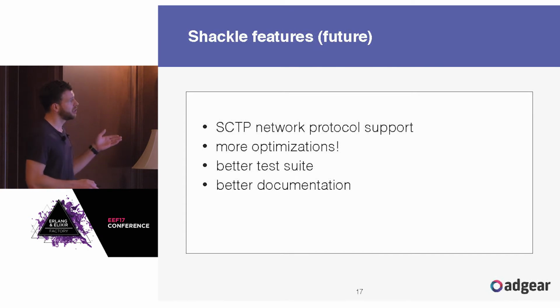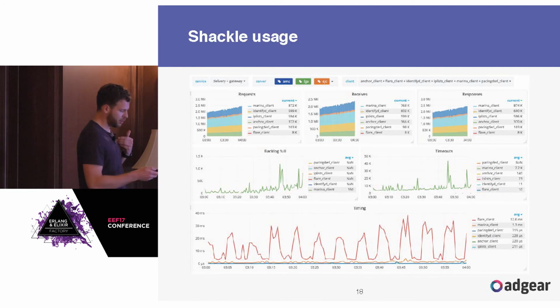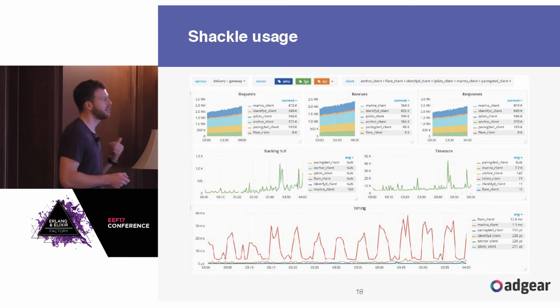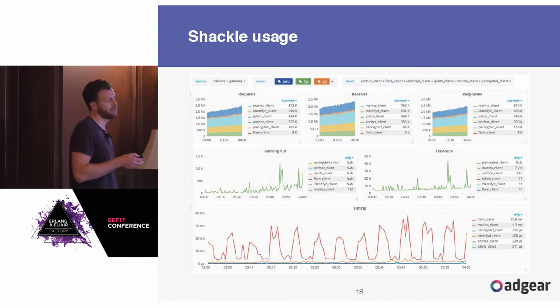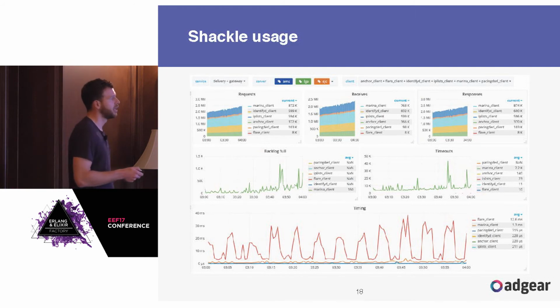Just a little note on the usage. We use it really extensively at AdGear. That was really early this morning, so the requests are not too high. But at 4 a.m., I guess, it was 2.5 million requests per second. Peak, I think we can reach 5.5 million requests a second with Shackle.